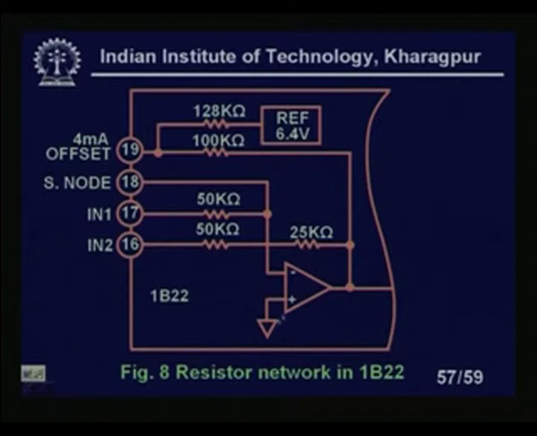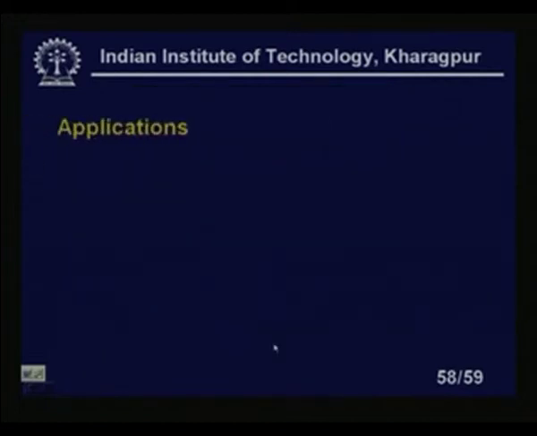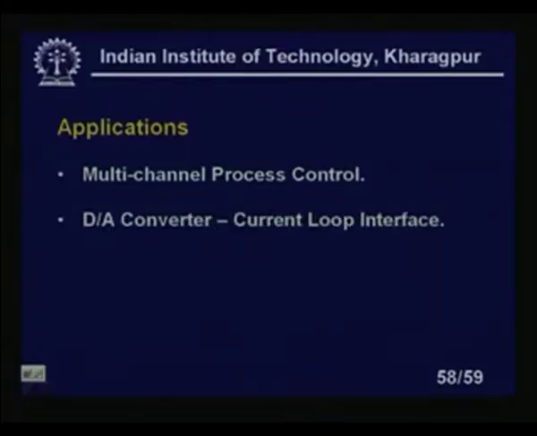We have a 6.4 volt reference voltage which can be generated by Zener. Applications, we have a lot of applications. We have multi-channel process controls, where we are using this particular chip. In process controls we always need this conversion from 0 to 5 volt to 4 to 20 milliampere of current. So, that is possible. DA converter, current loop interfaces.